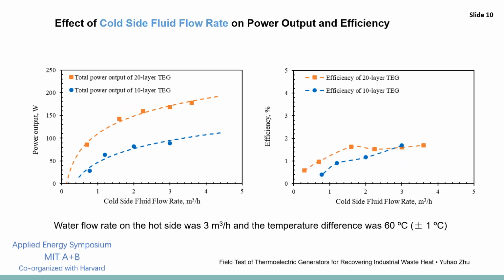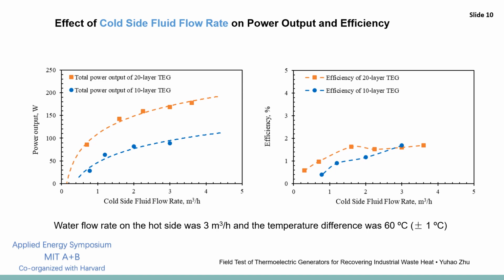When we change the flow rate of cold water, as the flow rate increased, both the power output and the efficiency of the TEG increased. When the hot water flow rate is constant, if we increased the cold water flow rate, the TEG could harvest more thermal energy from the hot water, so the efficiency increased. The TEG could have maximum efficiency at a cold water flow rate of about 3 cubic meters per hour in these cases.